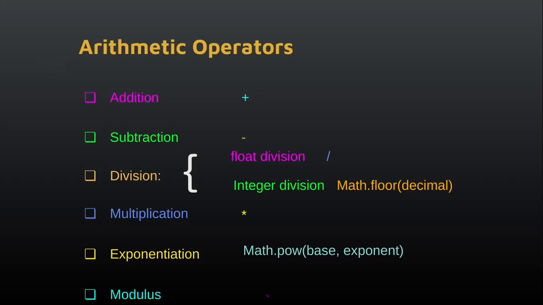And then we have the modulus sign, which is just a percentage sign. This gets the remainder after dividing. So if you divide 5 by 2, you have a remainder of 1, because 2 only goes into 5 twice.